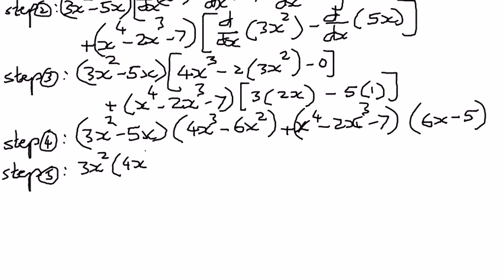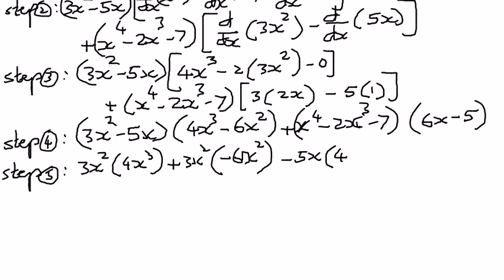4x to the power of 3, like that, plus 3x squared times minus 6x to the power of 2, then minus 5x times 4x to the power of 3, minus 5x times minus 6x to the power of 2.